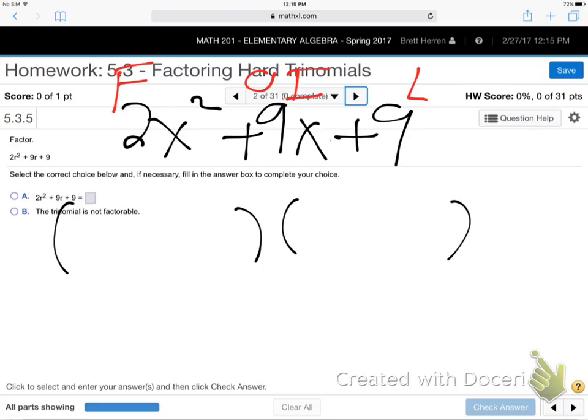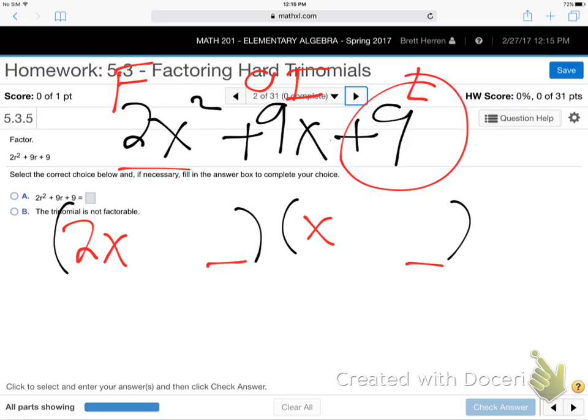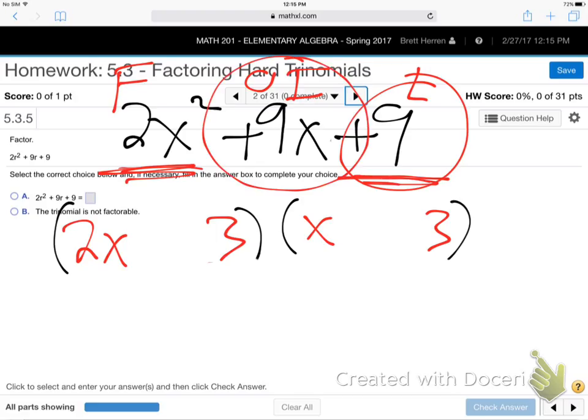Feel free to check with those around you. All right, so 2x times x. Front times front makes front. Good so far. And then last times last to make last. What times what's 9? 3 and 3, or 9 and 1. Probably 3 and 3. Good so far. Now, how do we know if that's right? How do we check? I've got the front making front. I've got the last making last, but how do we know if the middle is correct?